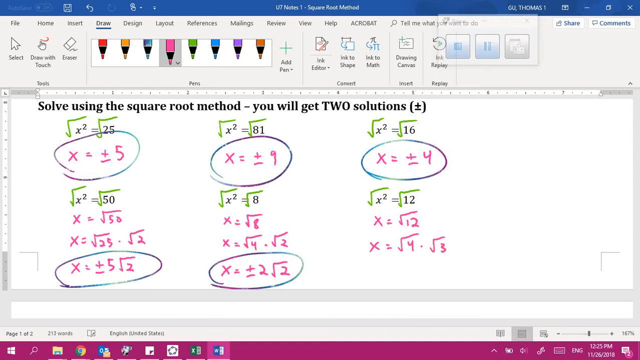And so my final answer is going to be positive, negative, positive or negative 2 square root of 3. That's right. Because the square root of 4 is positive or negative 2. And then we got times square root of 3.